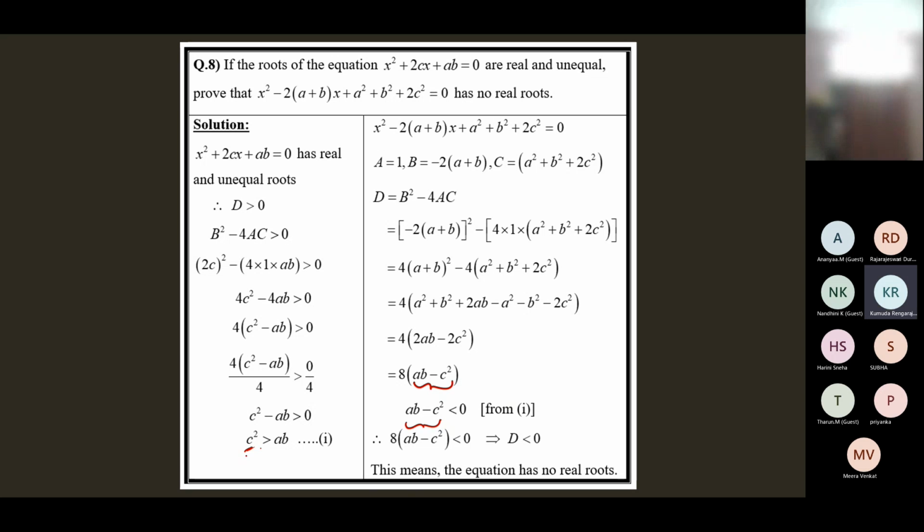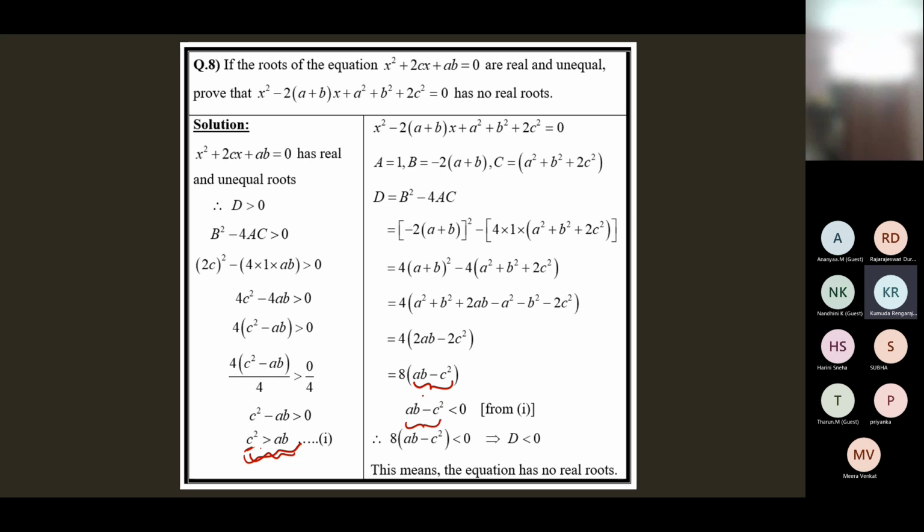Take this case. That's what I've been telling you again and again. C square is greater than AB, but here you have AB and then C square. That means the difference will be negative. AB minus C square will be negative. So if AB minus C square is negative, that means it's less than 0. Negative meaning less than 0.